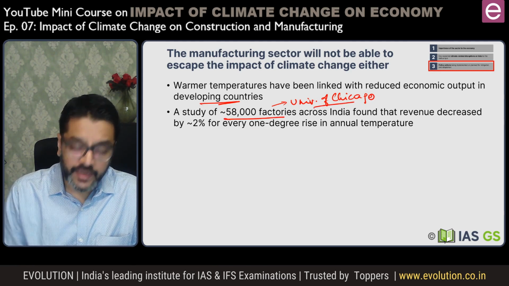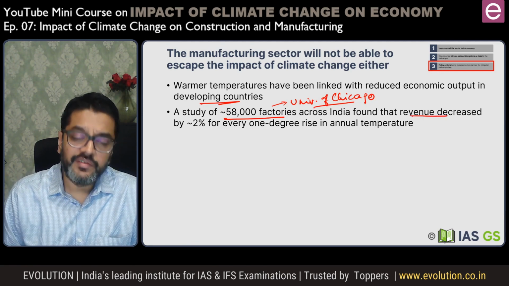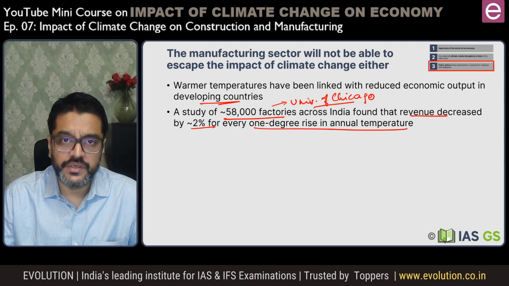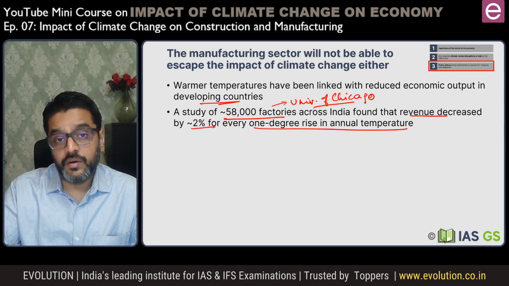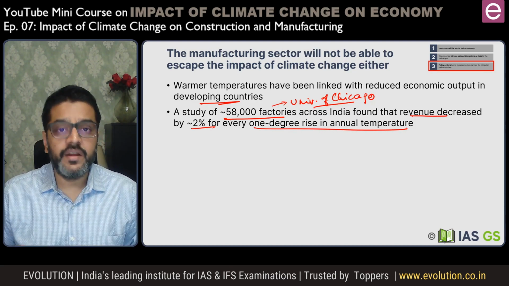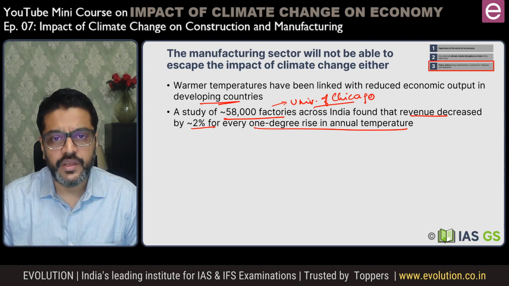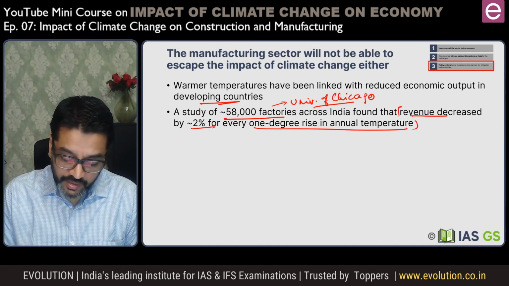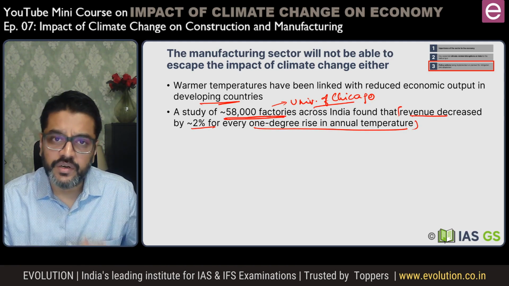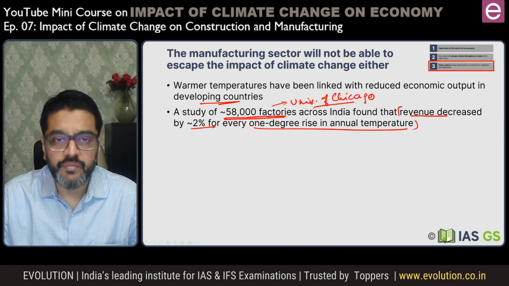So this basically collected data from around 58,000 factories across India, and they found that revenue for these factories decreased by around 2% for every 1 degree rise in annual temperature, right? So 2% might not seem a big number, but overall in economy terms, if you think, it is a huge impact, right? Our economy generally grows at anywhere between 6 to 7% or 6 to 8% annually. Now, at a huge economy level, 58,000 is not a small number, right? So if at such a large scale 2% of your income is being reduced, it's actually going to translate into a huge number, right? It's a big impact.